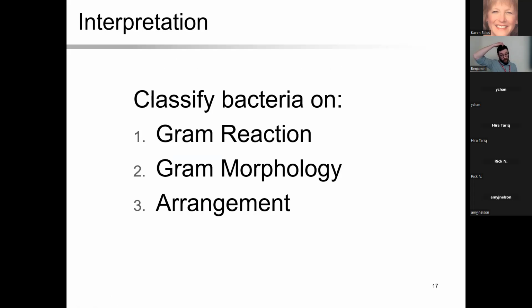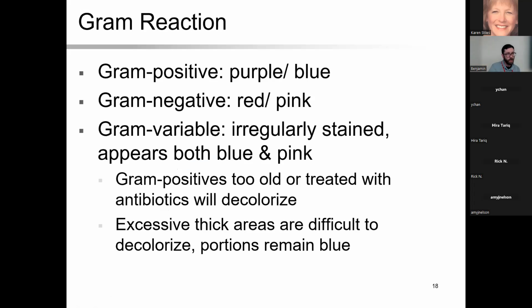So, classifying bacteria from gram stain. This is where gram reaction is going to be first and foremost. It's what we're looking for on the slide. And then we'll start to pay more attention to morphology and arrangement. But what do these mean? So your gram reaction: your gram positive, your gram negative.